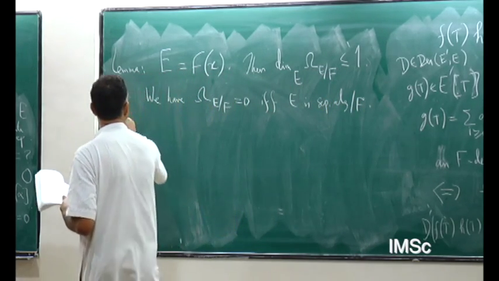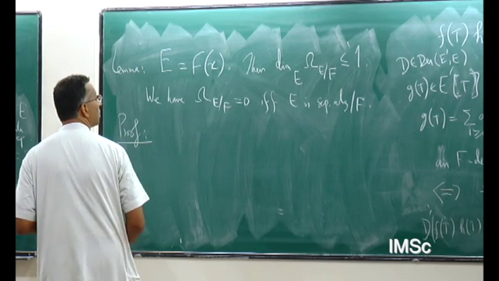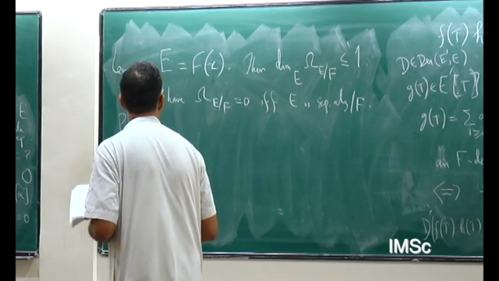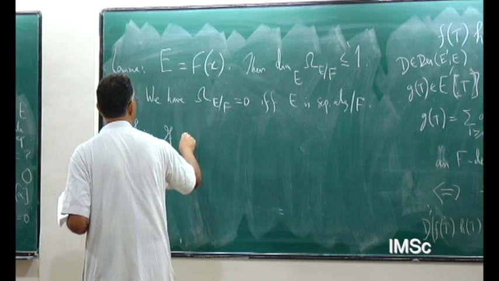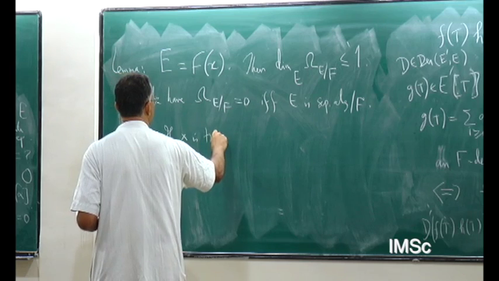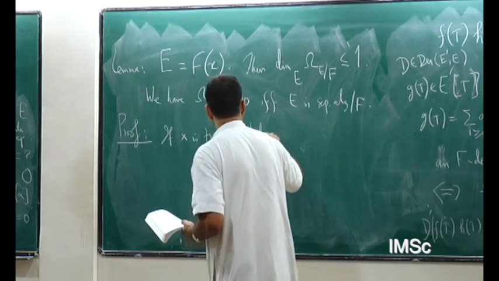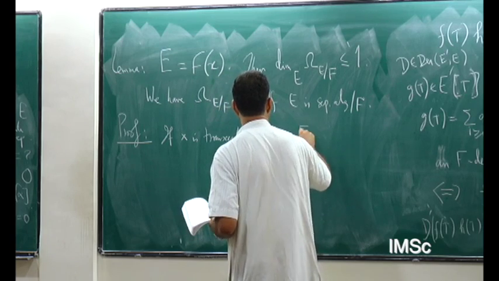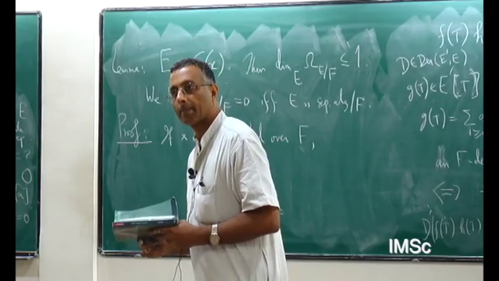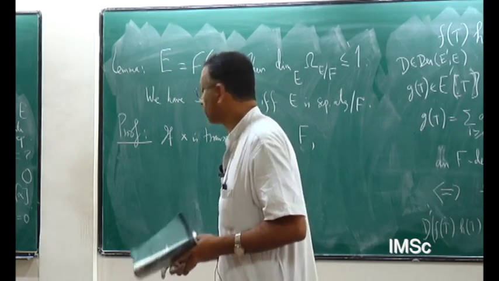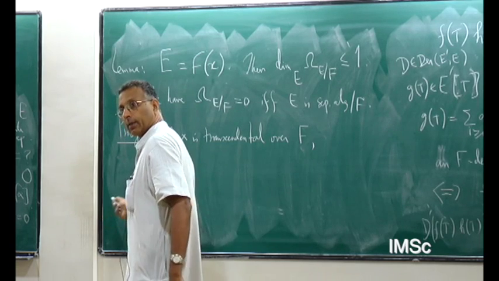Okay, proof. If x is transcendental over F, right, then okay, let's do it in this case.